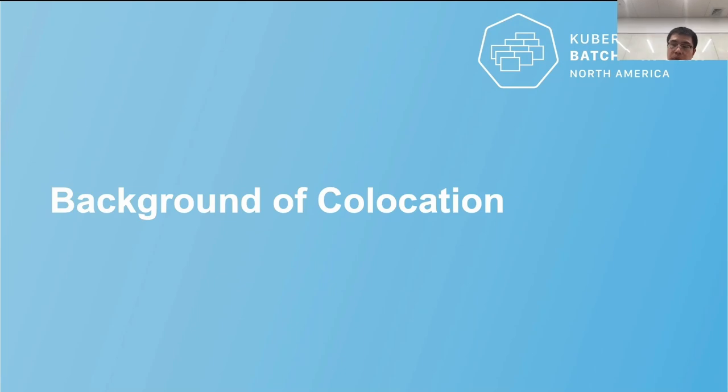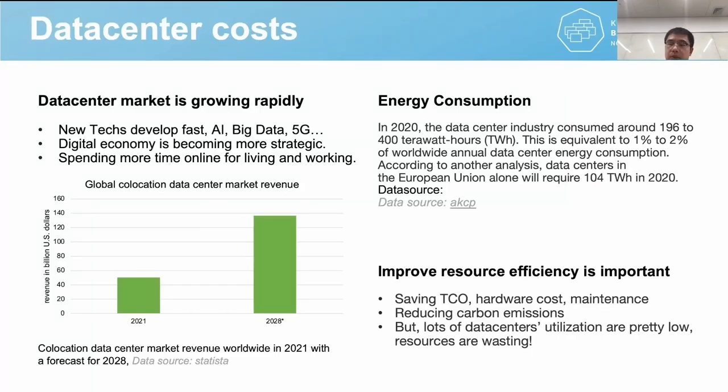Speaking of colocation, let's go to the background first. For the past few years, new technologies are developing really fast, such as AI, big data, and 5G, and this makes the digital economy more and more strategic. People spend more and more time online, both for living and for working. According to a recent report, the colocation data center market revenue will triple in 2028 compared with last year. And at the same time, energy consumption becomes more serious.